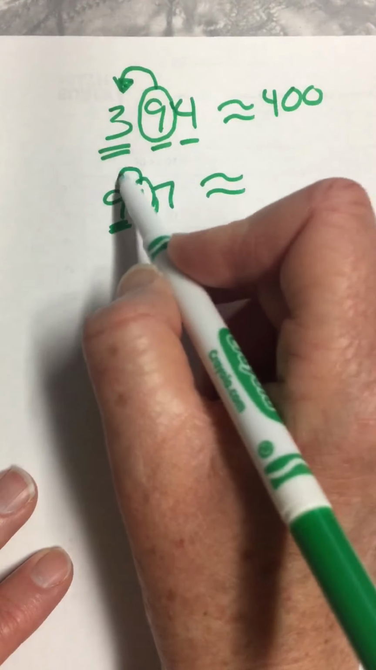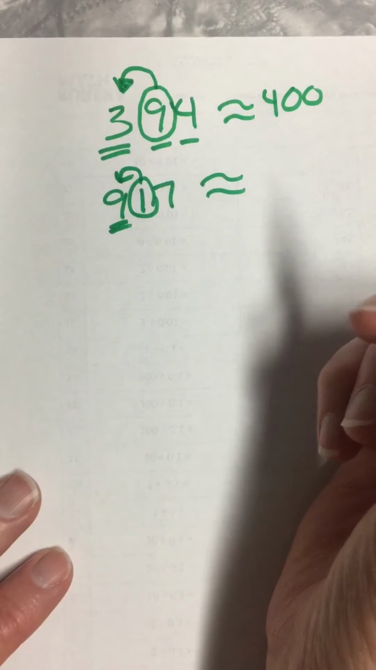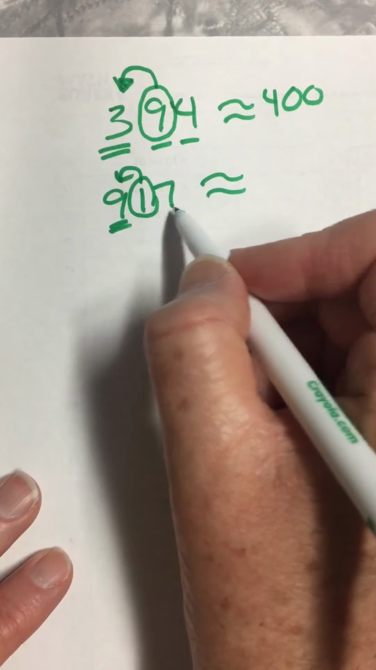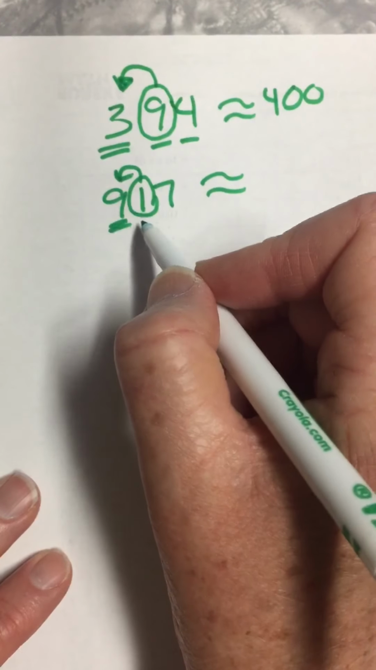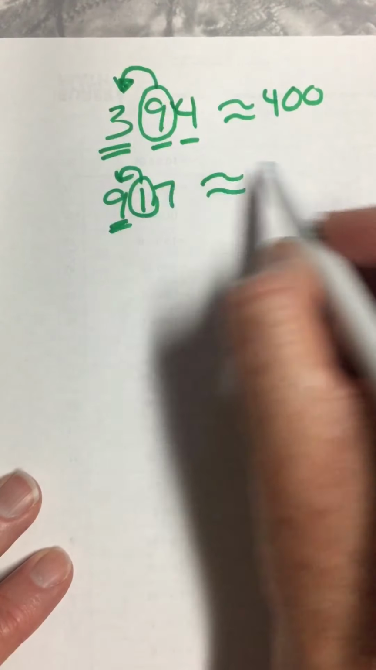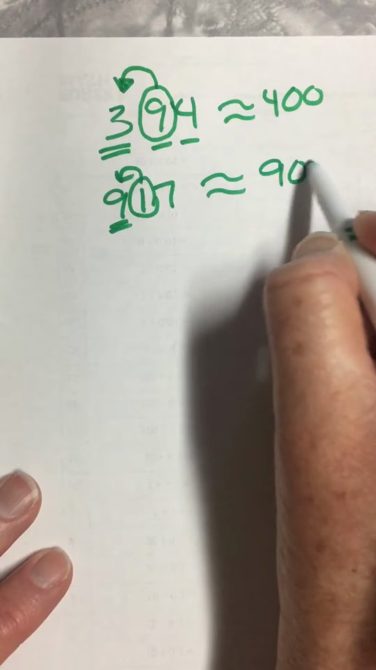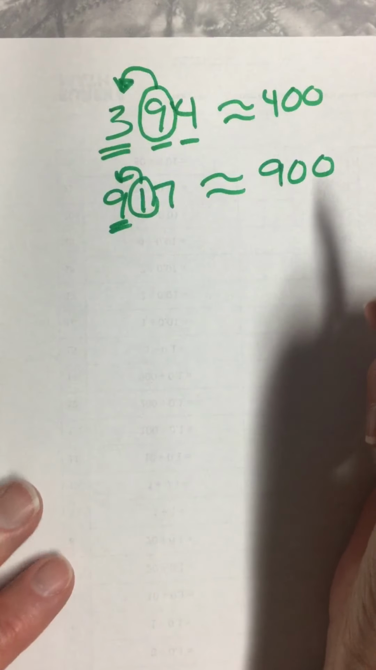That tells me the 9 is going to stay the same, because 917 is closer to 900 than it is to 1000, right? So I'm going to make that 917 into 900, okay?